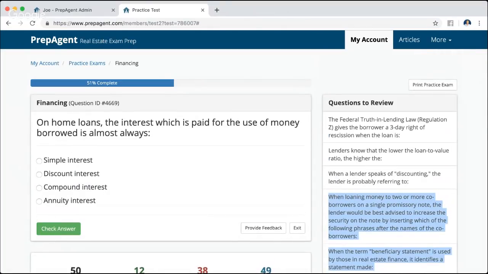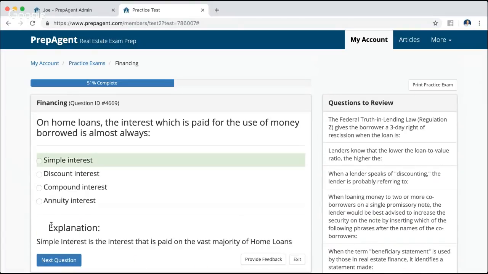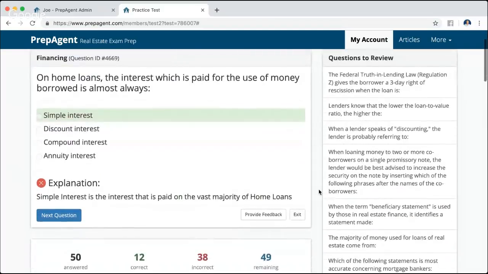On home loans, the interest which is paid for the use of money borrowed is almost always A, simple interest, B, discounting interest, C, compound interest, or D, annuity interest. And the answer is simple interest.